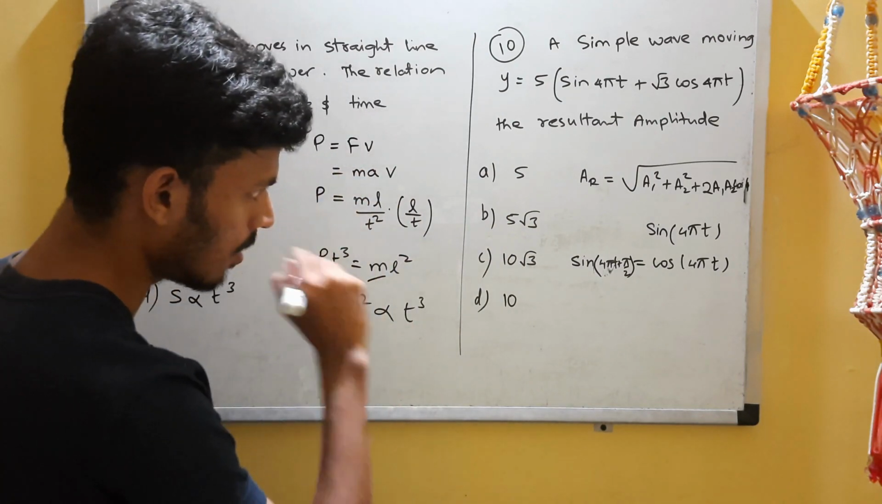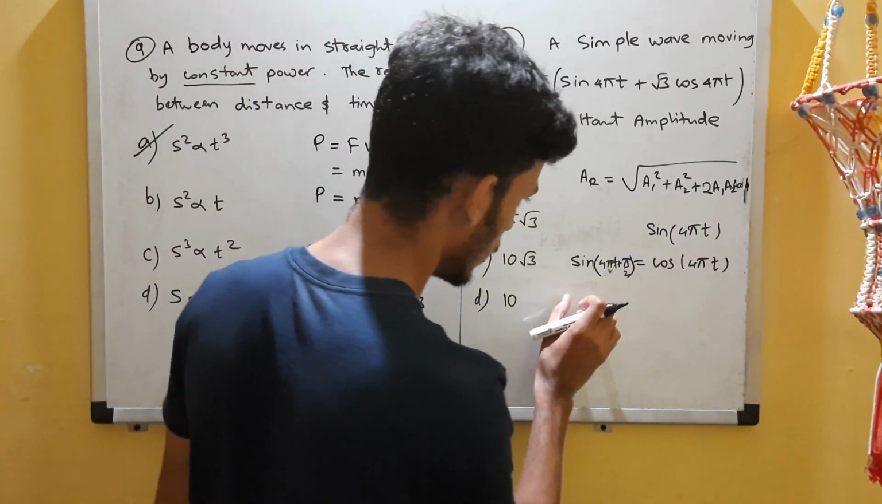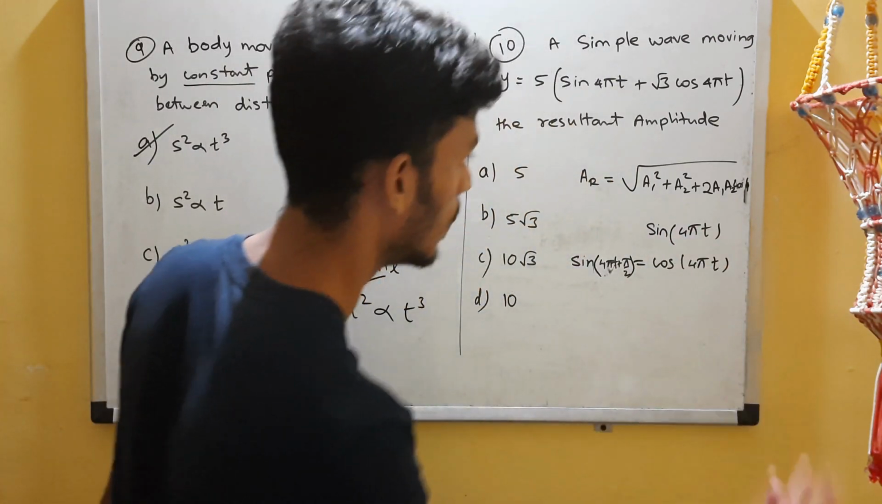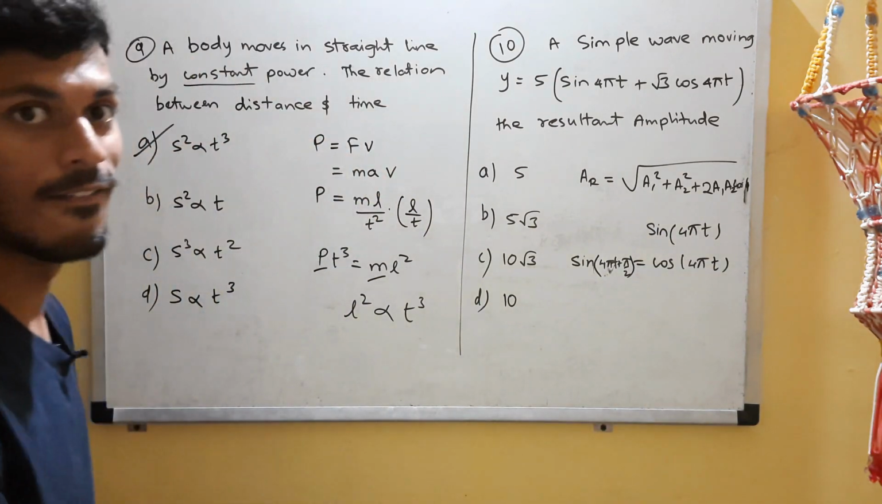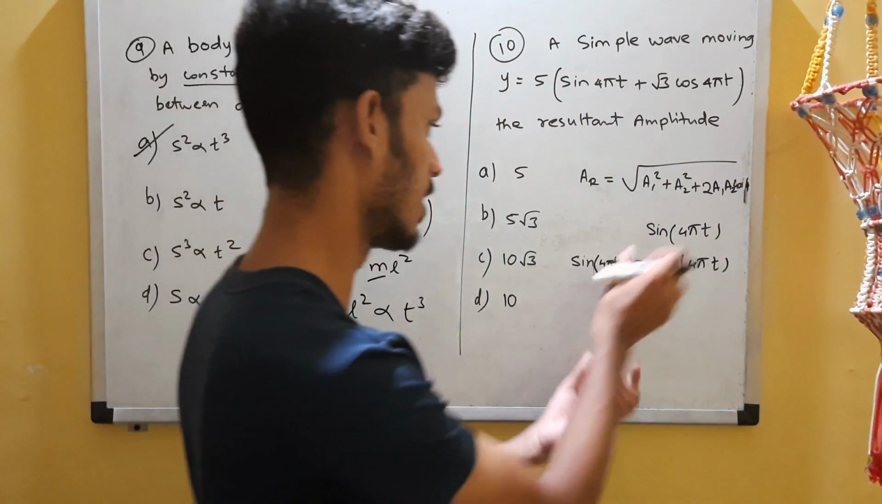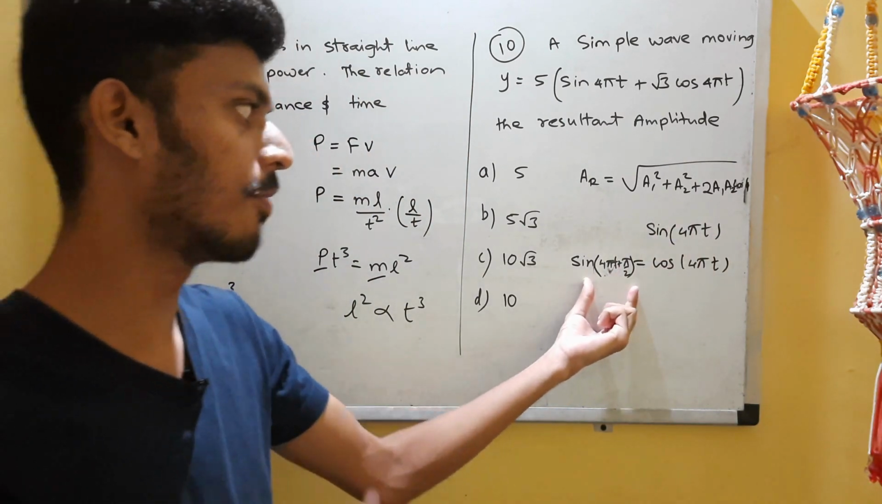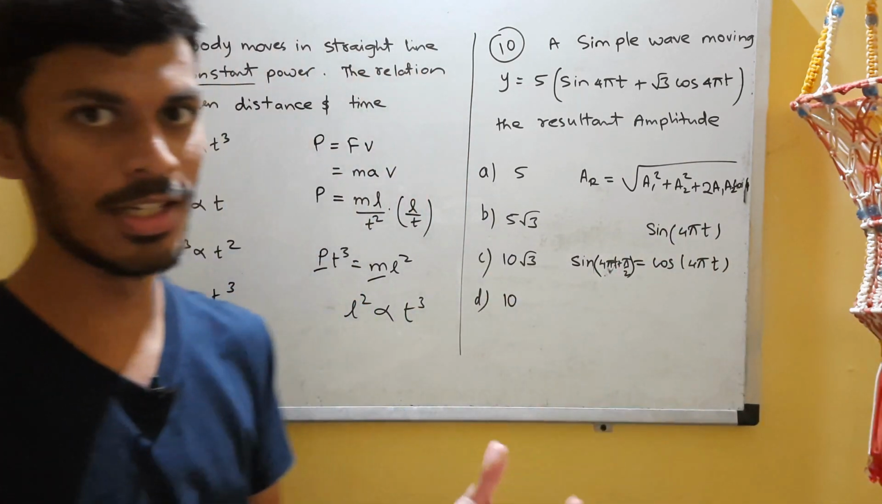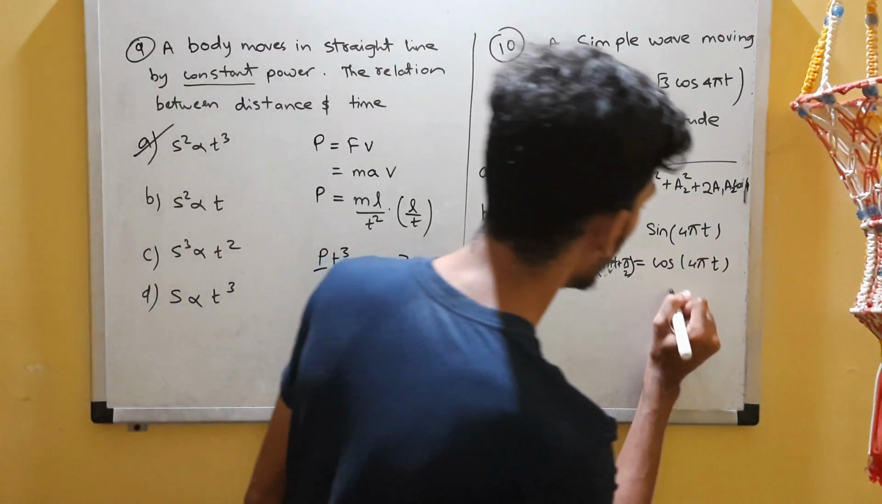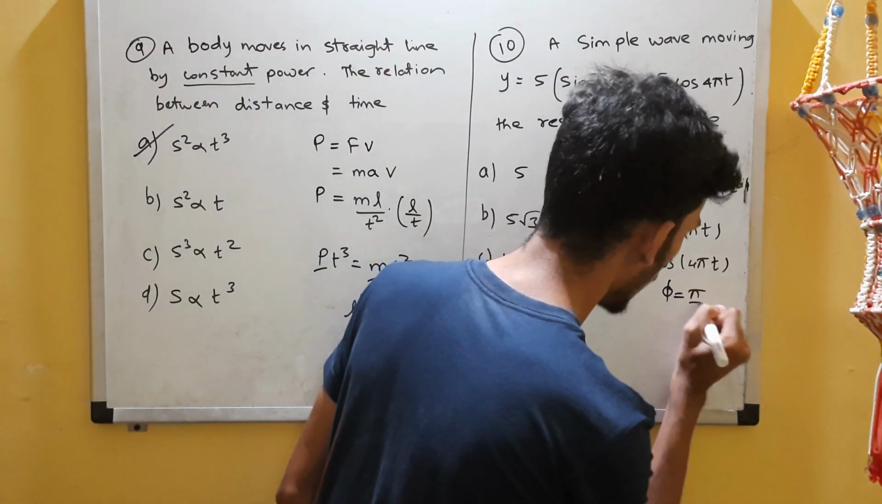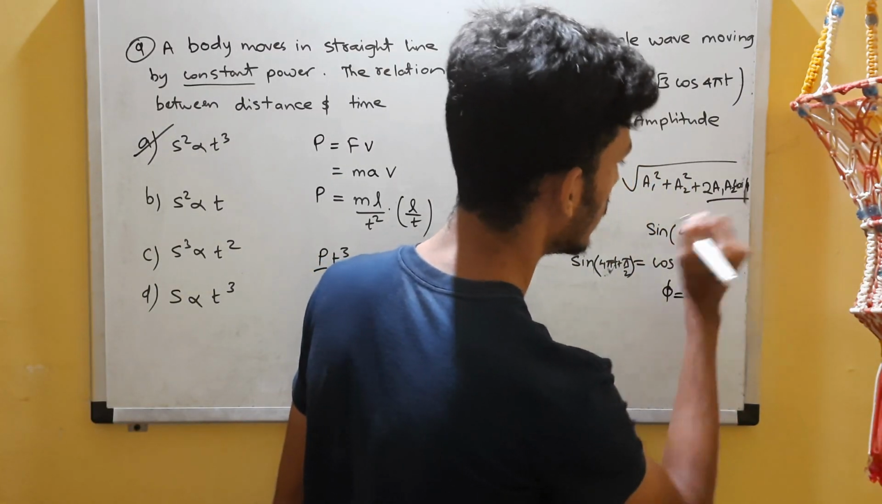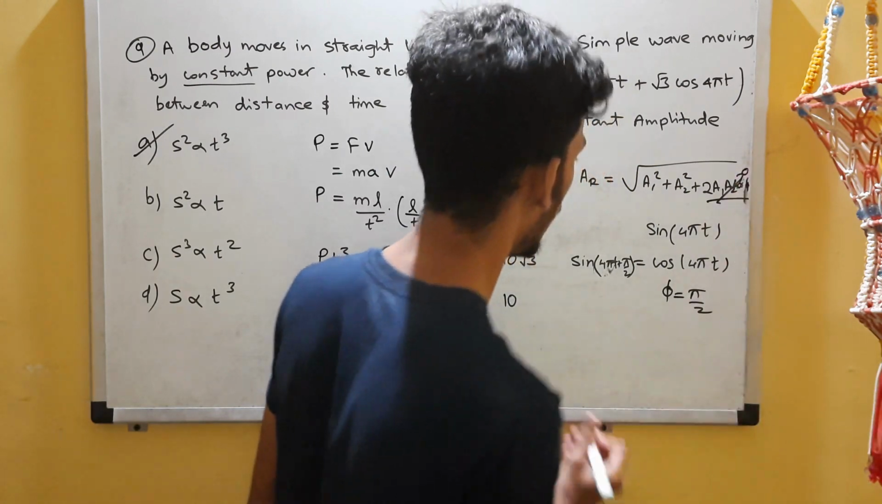Okay, so this is sine 4 pi t, and this is sine 4 pi t plus pi by 2. So pi by 2 is the phase difference between them, right? Basically you find the difference between their arguments, 4 pi t and 4 pi t plus pi by 2. So the difference is pi by 2, and cos pi by 2 is 0. So this term basically is 0. Don't have to worry about it.